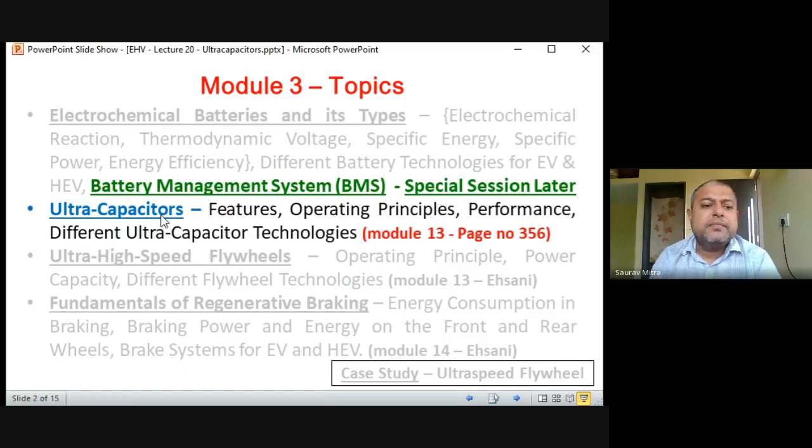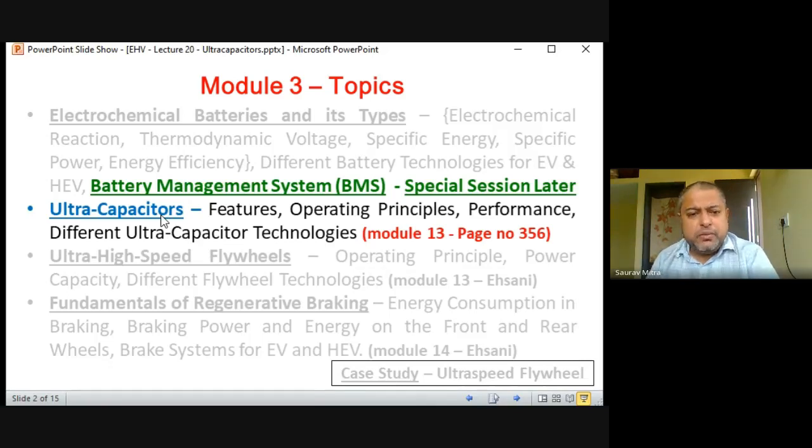You can see here: features, operating principle, and obviously construction. Construction is a little different than a capacitor, but almost similar to a capacitor. But there are very specific differences, and we will talk about that. Then performance of different ultracapacitor technologies. All these things we will find in module number 13, page number 356.